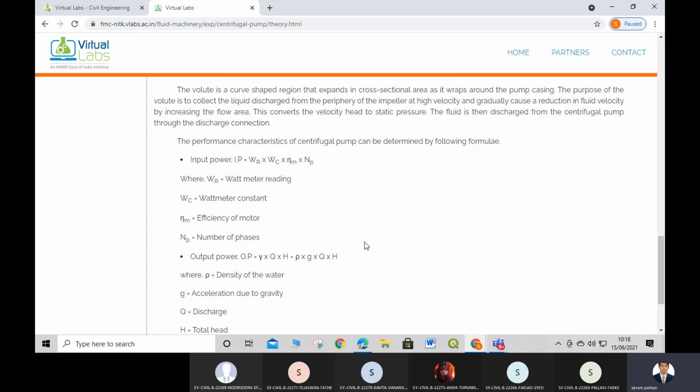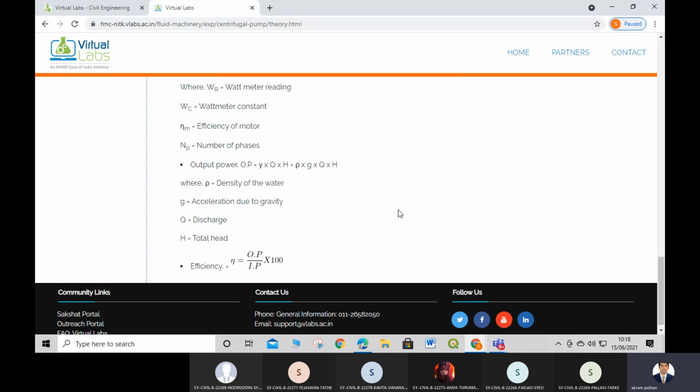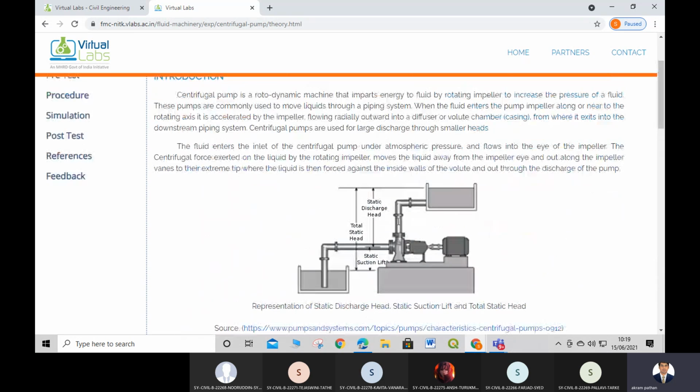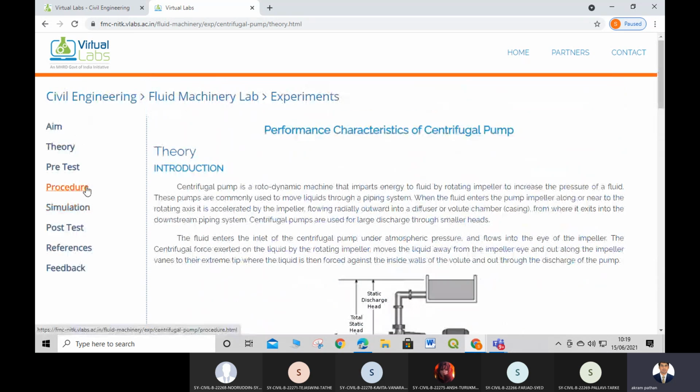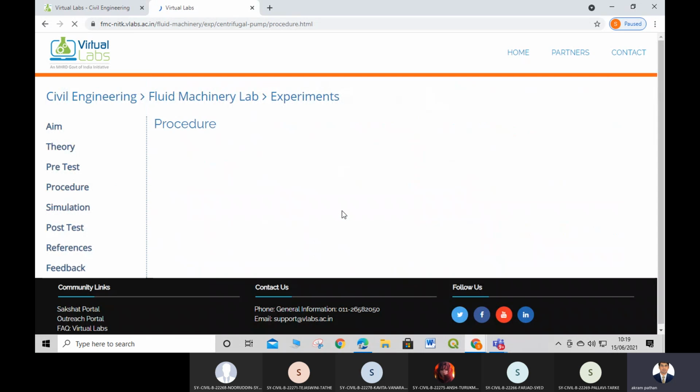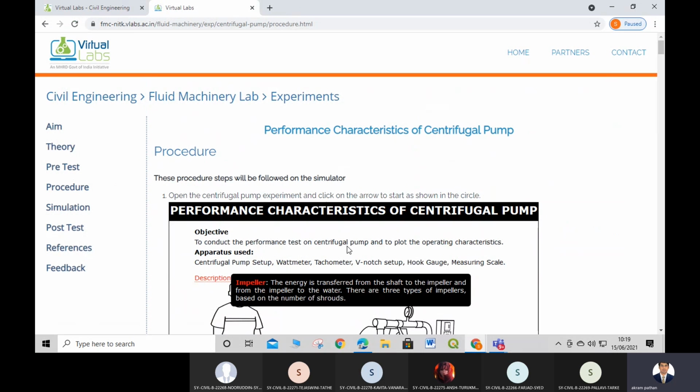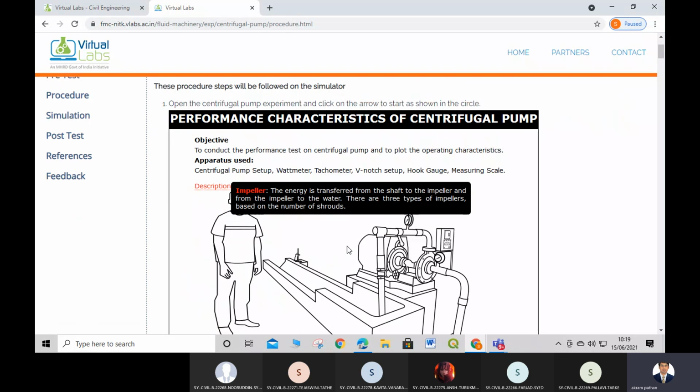So how will you take the reading? With the help of the practical, we are going to discuss the procedure. So I am going to start the step by step procedure for the centrifugal pump to determine the efficiency of the centrifugal pump.